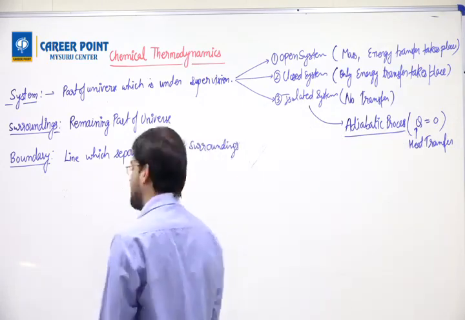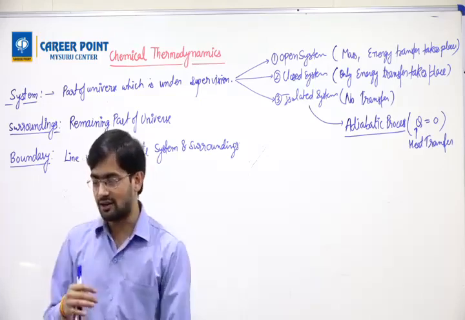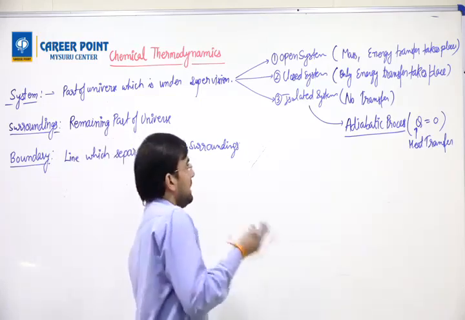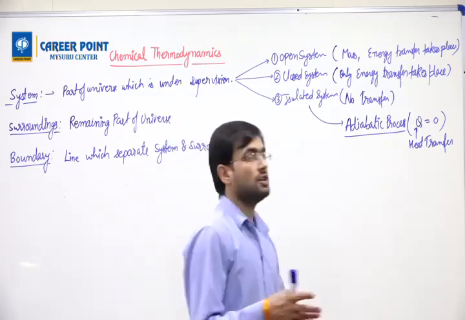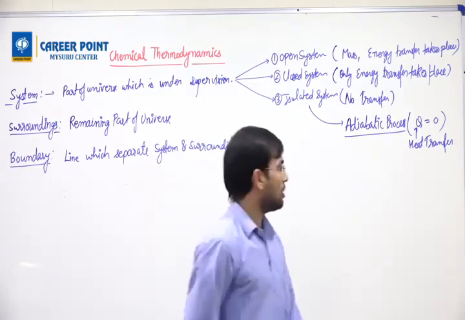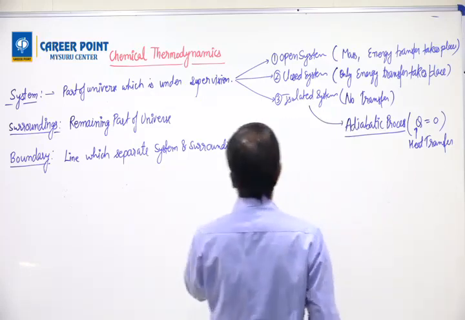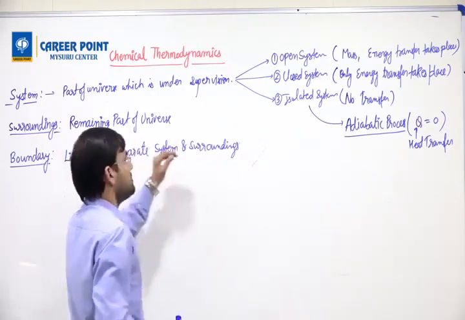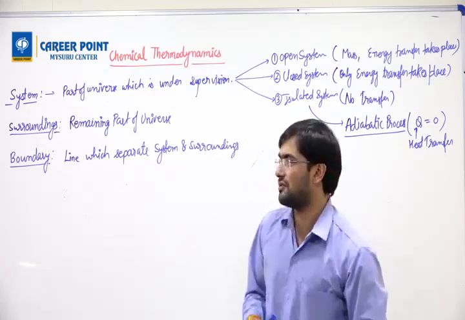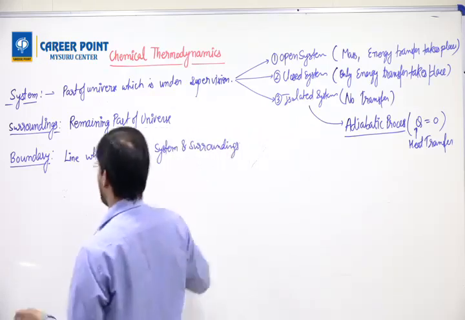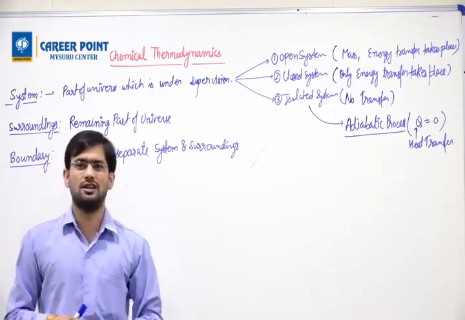Whereas in open system, mass as well as energy get transferred. In closed system, only energy will get transferred, no mass transfer. In isolated system, no transfer at all, which means it becomes an adiabatic process. And surrounding, we don't have much data. We do not study surrounding at all because it is not part of our supervision.